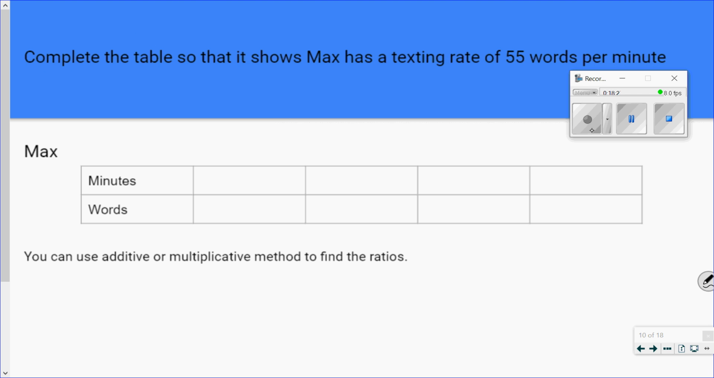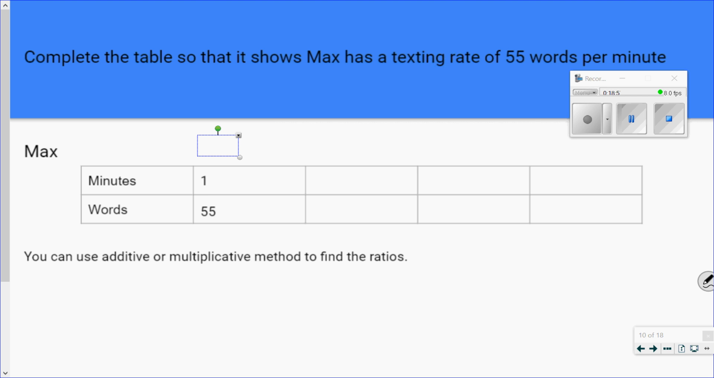All right, so this table right here on page 43. Complete the table so that it shows that Max has a texting rate of 55 words per minute. So what are we going to start off with? 1 and 55. There we go. So that's our starting point. So we are going to scale up. So who has the next value?